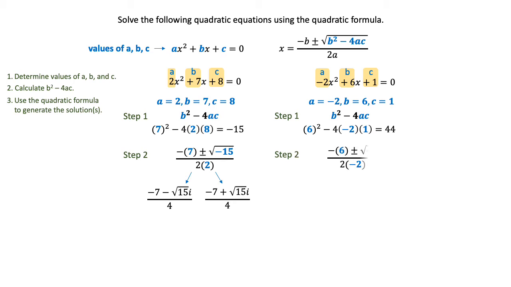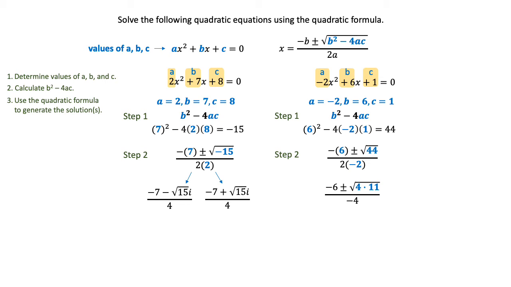The second thing I'm going to do is just plug in numbers into the rest of the formula. Negative 6 plus or minus the square root of 44 over 2 times negative 2. The square root of 44 is irrational, and I need to break that up, and I also need to clean up the formula a little bit.